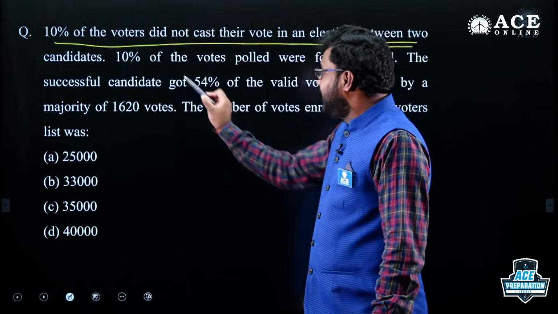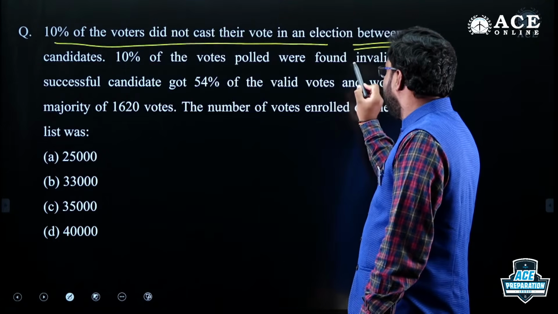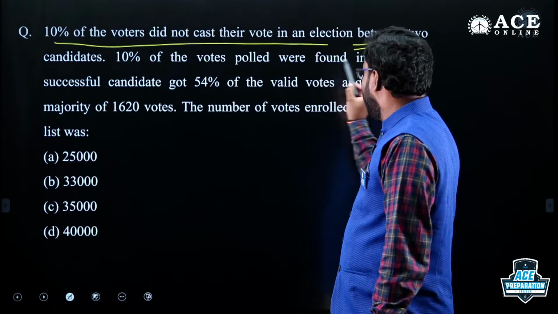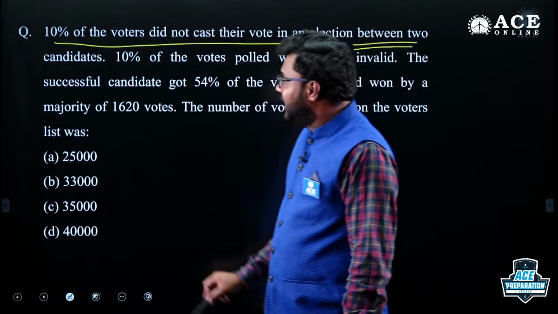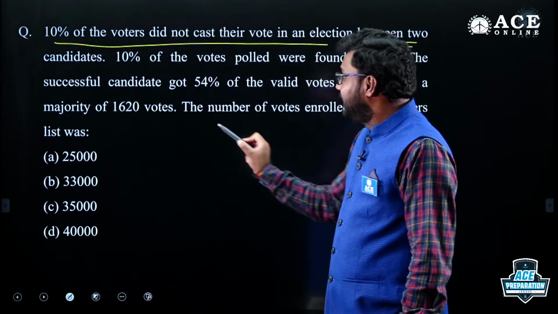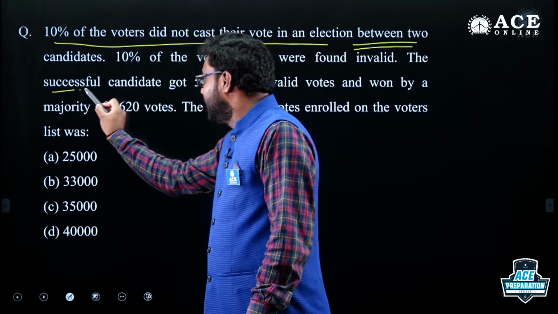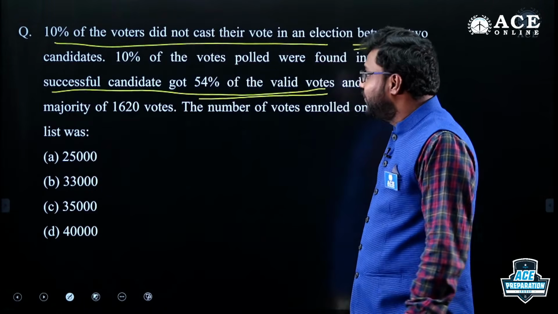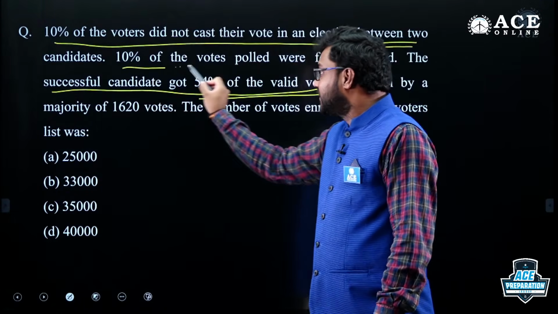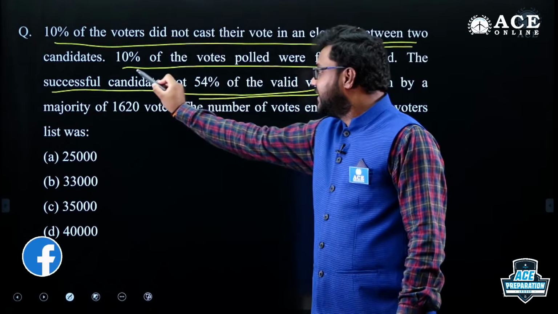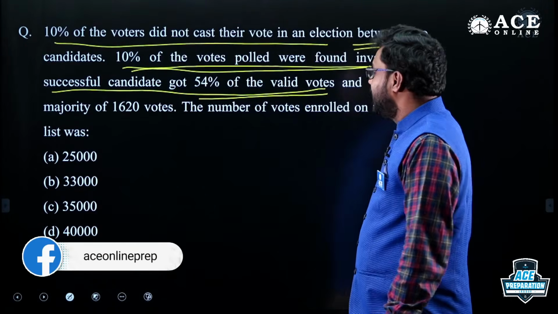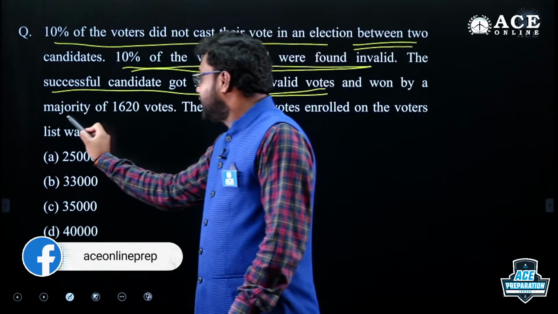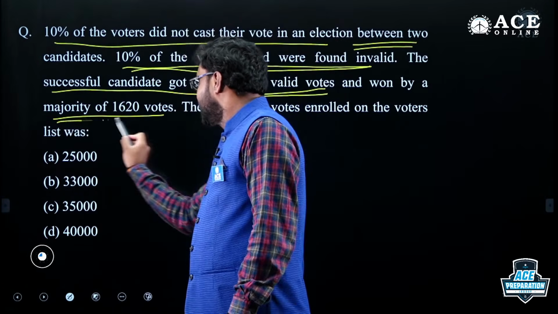Fine. Now 10% of the voters polled were found invalid. Okay, and the successful candidate got 54%. See, among two people, the successful candidate got 54% of the valid votes, and 10% of the votes polled were invalid. You just see all these points. And the successful candidate got a majority of 1,620 votes.